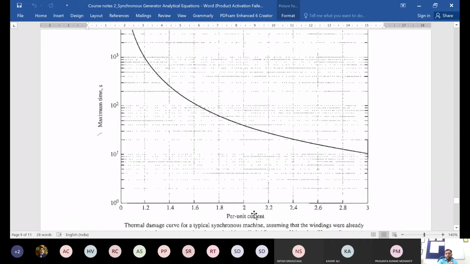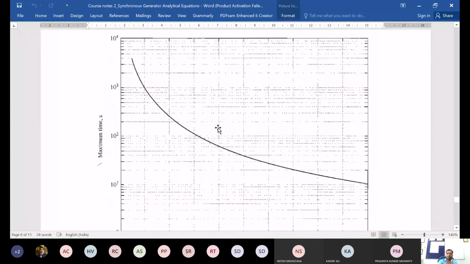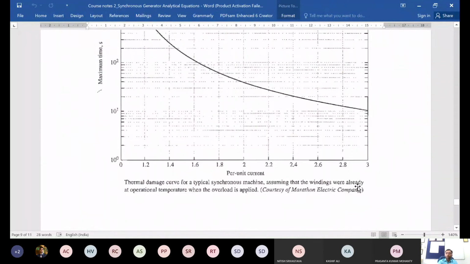So now, for different values of loading, how much time will the machine take before it burns up? How much time can the machine operate with a given amount of overload before the winding will burn? That is what is known as the thermal damage curve. So usually it is supplied by the manufacturer of the machine.